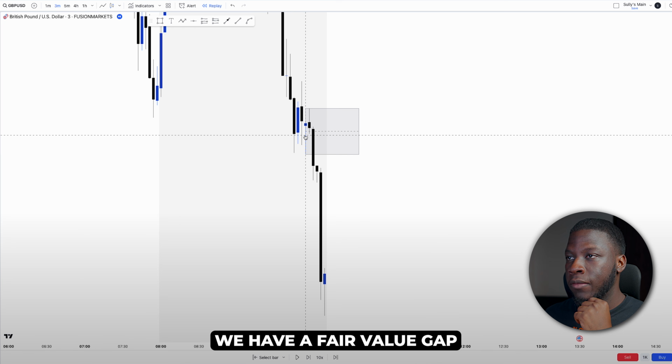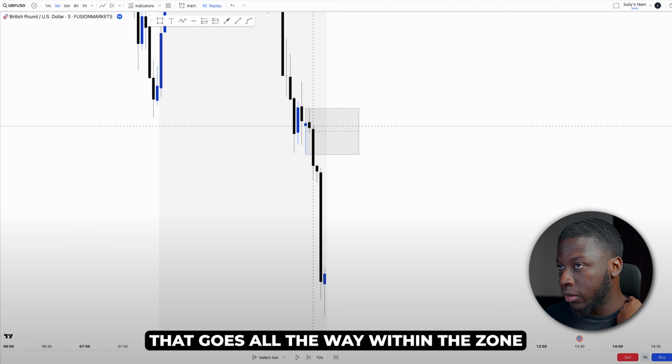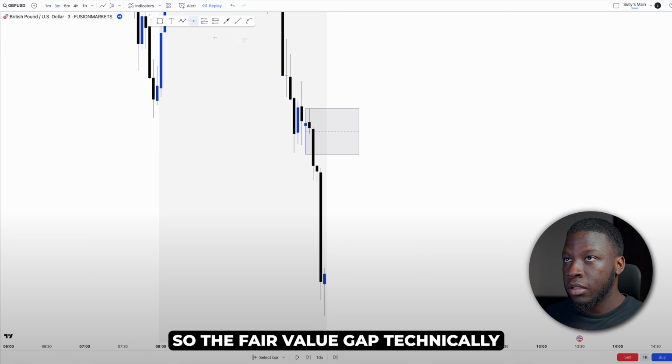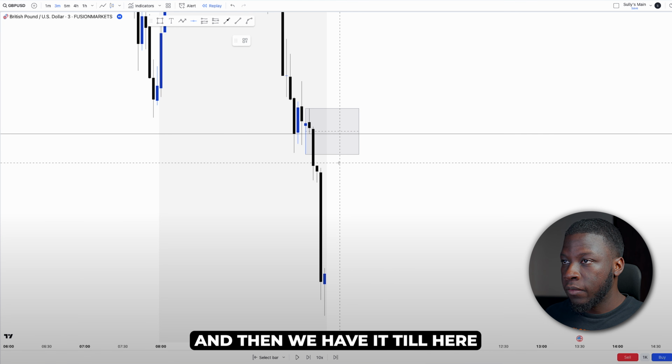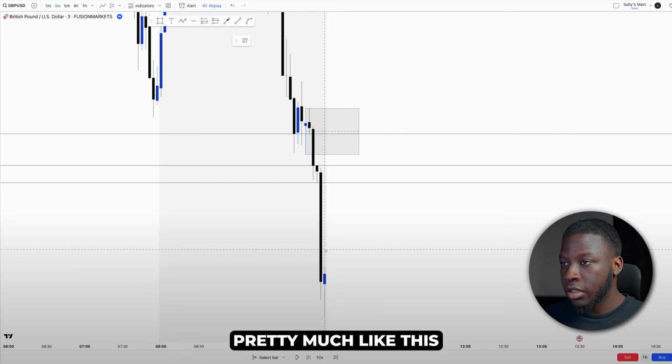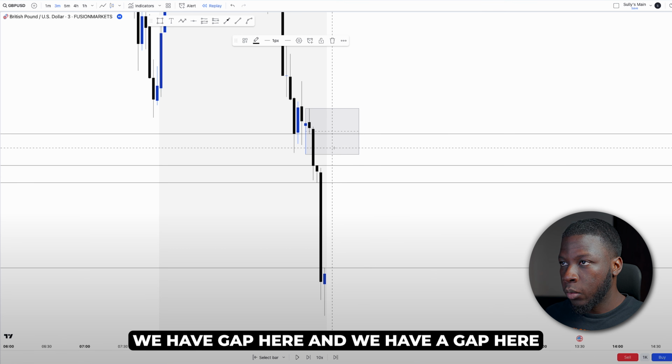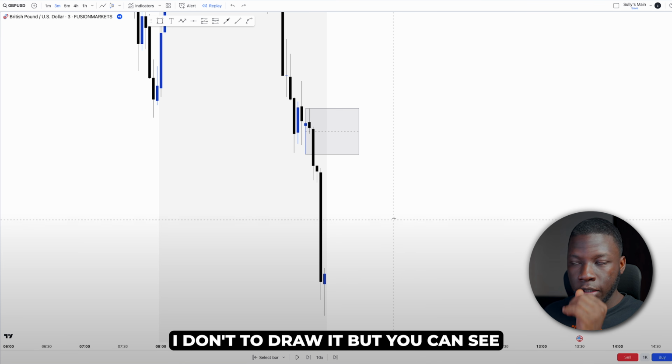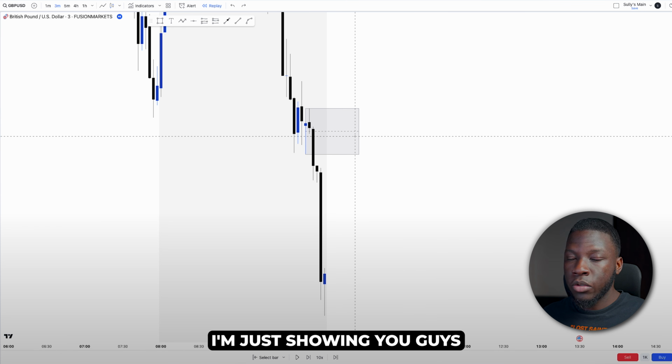Right now, we have a fair value gap that goes all the way within the zone. So the fair value gap technically is all the way from here, and then we have it till here. And then we also have more, of course, fair value gaps pretty much like this. So these are the gaps. We have a gap here and we have a gap here. But all of that I'm not too fussed about. I don't need to draw it, but you can see it. I'm just showing you guys exactly where they are.